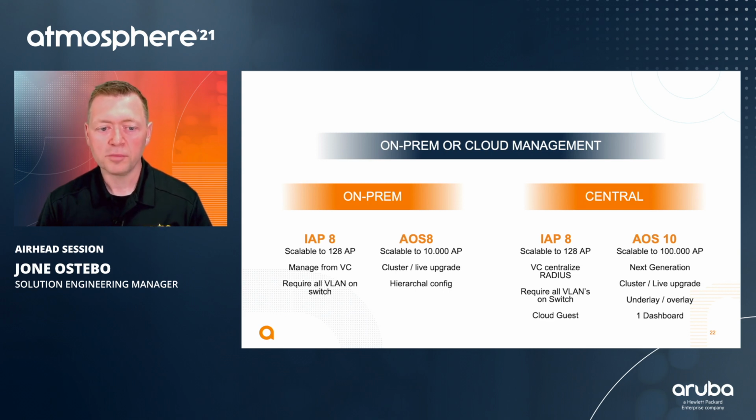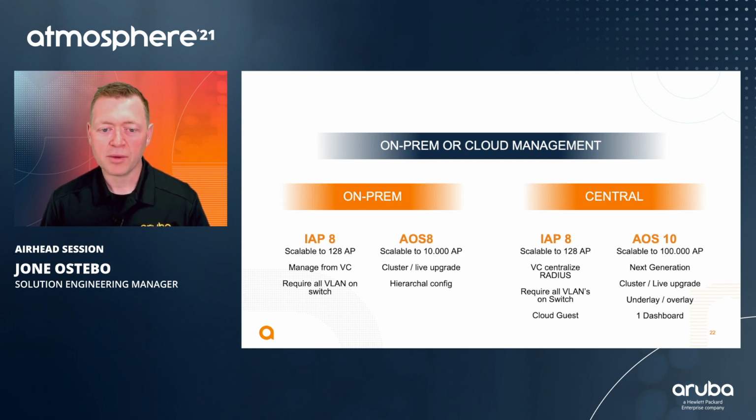So if we start looking at our on-prem managed portfolio, you can either use Instant access points that are scalable up to 128 access points, or you can go with our AOS 8 controller-based architecture. If you're going with Instant, it's running without the controller, but one of the APs in the architecture will function as a virtual controller in that cluster. One of the major differences is that Instant will need to have the same VLAN on all the switches you have. So we're locally bridging the wireless traffic onto the local switch and following the upstream routing on your network.